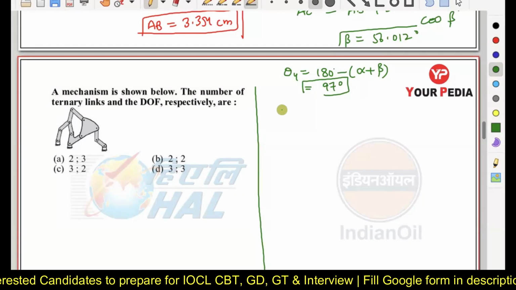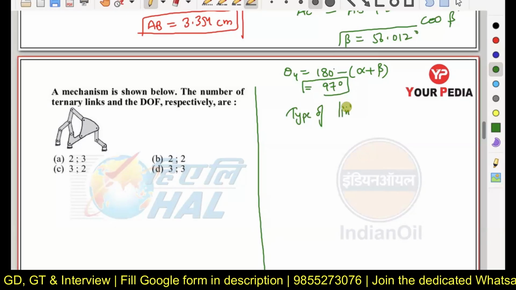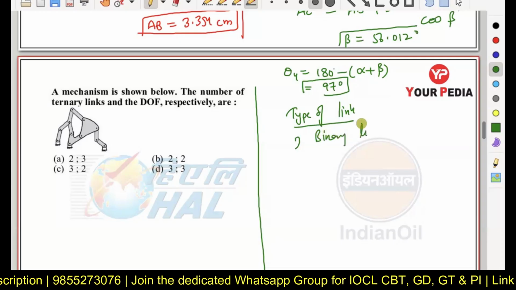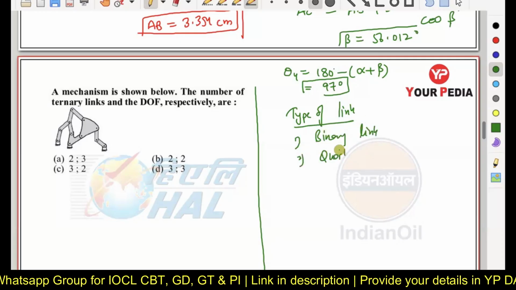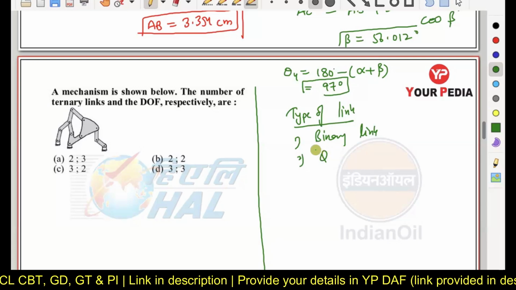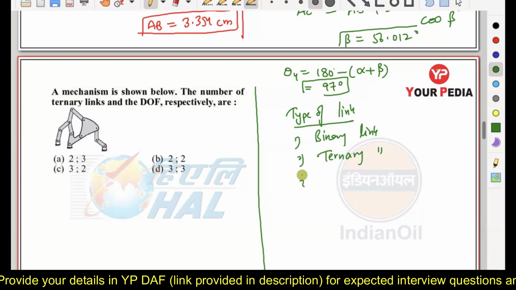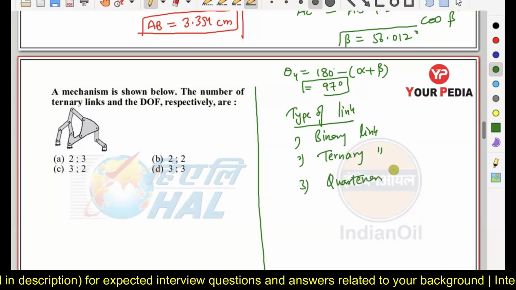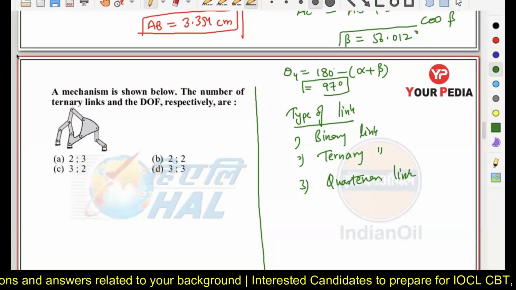Similarly, we have types of links also. We have a binary link, we have a quaternary link, and we have a ternary link here. First, let me write ternary link here, and then we have a quaternary link here. Now, what is the meaning of binary?